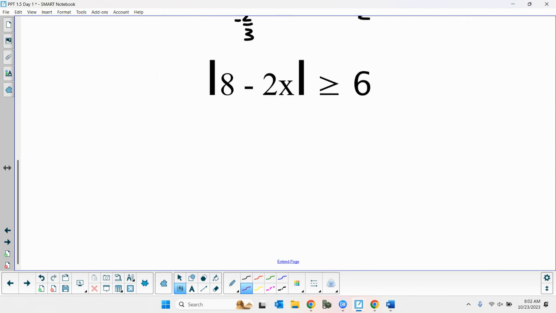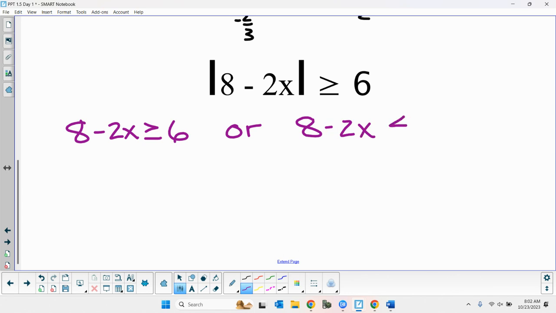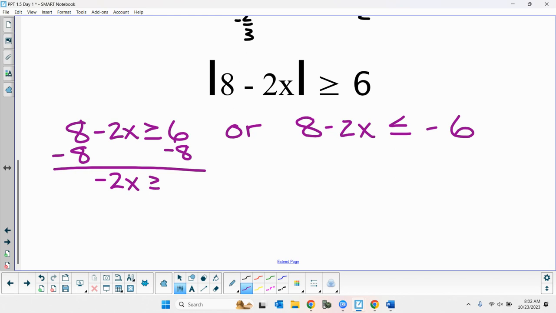Okay, this one, 8 minus 2x, greater than or equal to 6. Since it's greater, 8 minus 2x, again, that doesn't change. Less than or equal to, switch it and make it negative 6. So make the 6 negative and switch your inequality symbol. And then just do them like you've been doing. All right, subtract 8. Divide by negative 2. So remember, when we divide by negative, we got to switch our inequality symbol. And a negative 2 divided by negative 2 is positive 1, right?